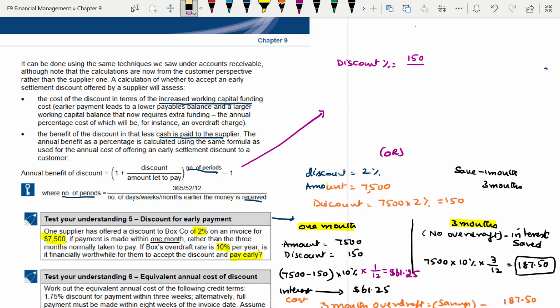Now I will put a formula here. Discount amount divided by net receivables, times 100. That is the discount percentage. Discount amount is 150, divided by net receivables, which are 7,350, times 100. It comes to how much?